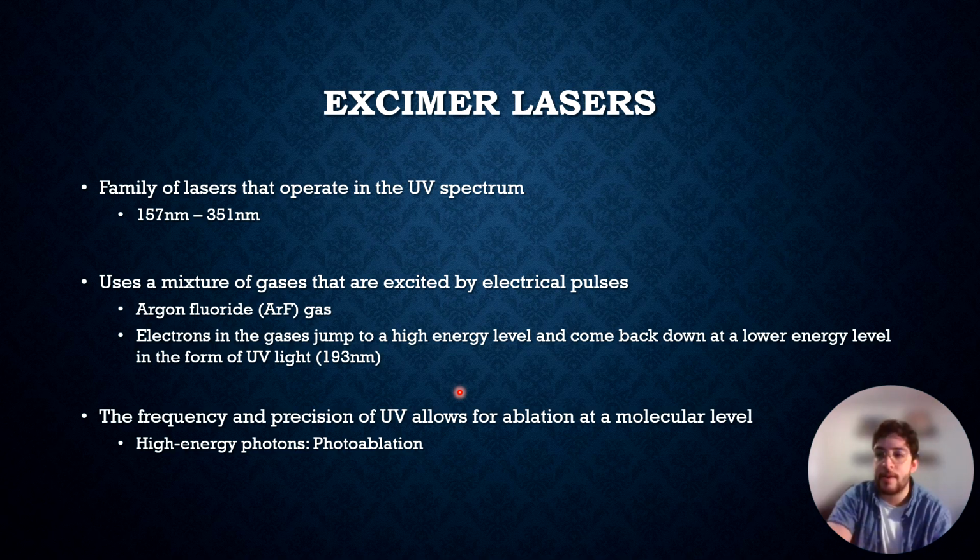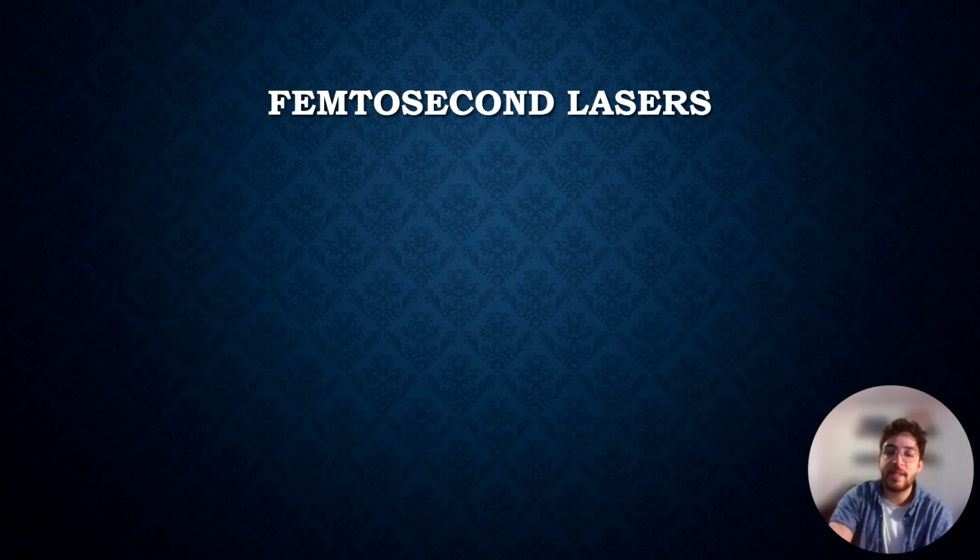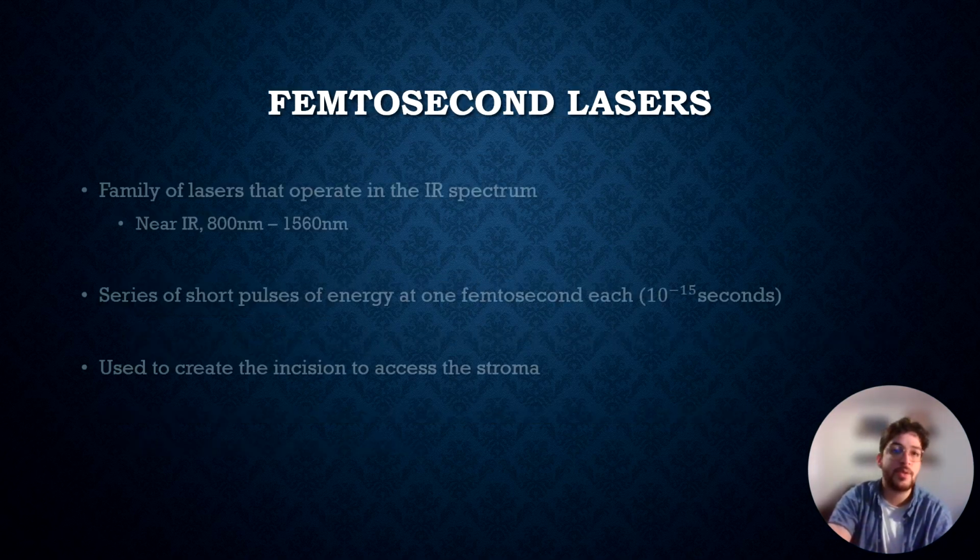And so instead of burning the tissue around it, it's going to be very precise with where it hits. And so it's going to ablate the tissue that we don't want, the unnecessary tissue, with very minimal thermal damage to the surrounding tissue. And since we are using high energy photons, this type of ablation is known as photoablation.